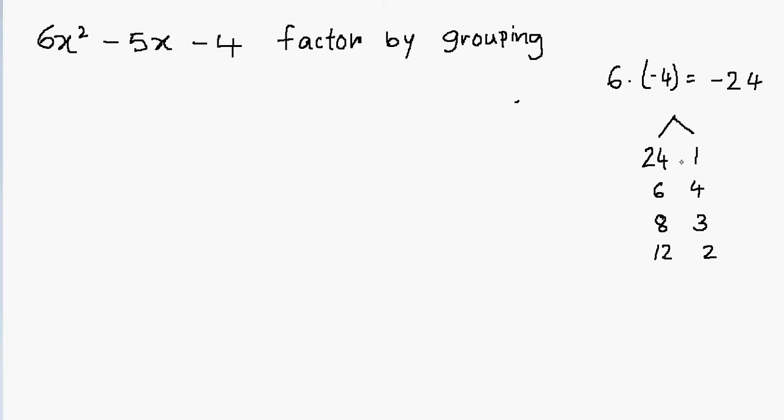Now let's move to another factor pair, 8 and 3. Now 8 times 3 is 24. And when you subtract 3 from 8, 8 minus 3 will give me 5. That means this pair will work. 8 and 3 will work in our case.